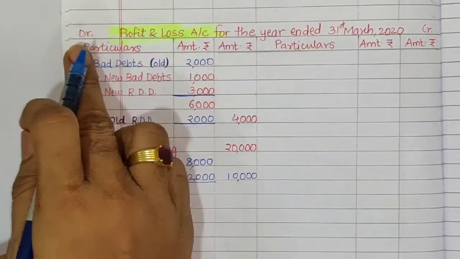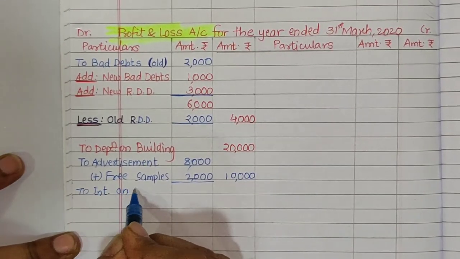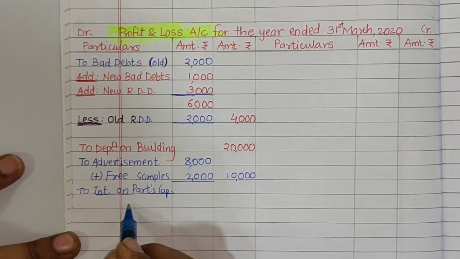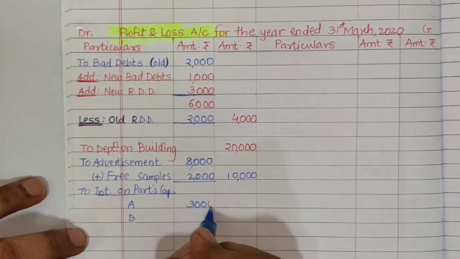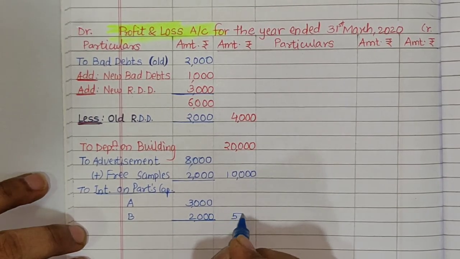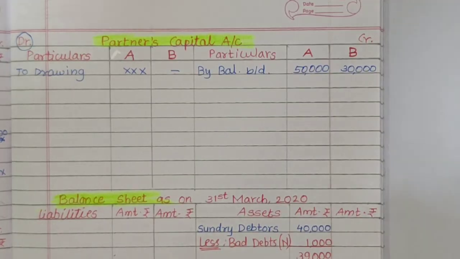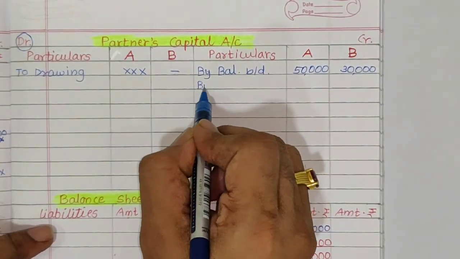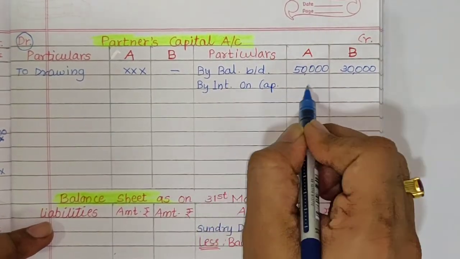Profit and loss account debit side to interest on partners capital, partner A and partner B. Say for example, interest is 3,000 and 2,000. And the second effect will go to partners capital account credit side by interest on capital.